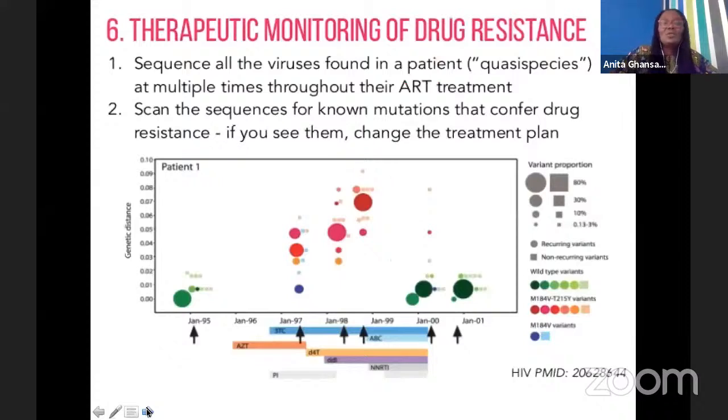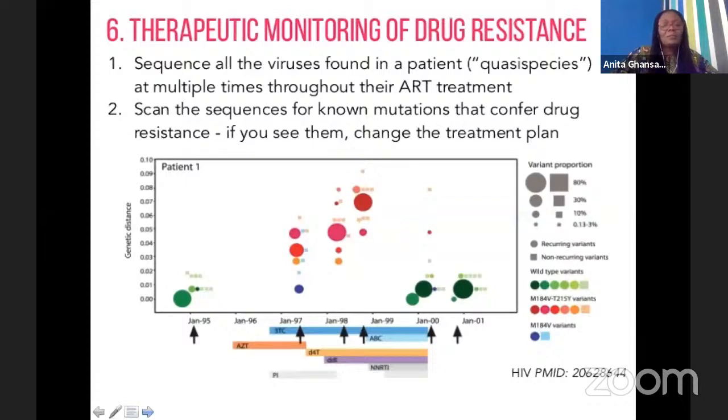We can also use genomics data to do therapeutic monitoring of drug resistance. So you sequence an individual or a patient, and then you scan this genome for mutations and determine which drugs would work for the person. If the person is already on a certain drug regimen, you can change it based on the genotypes that the individual has got.